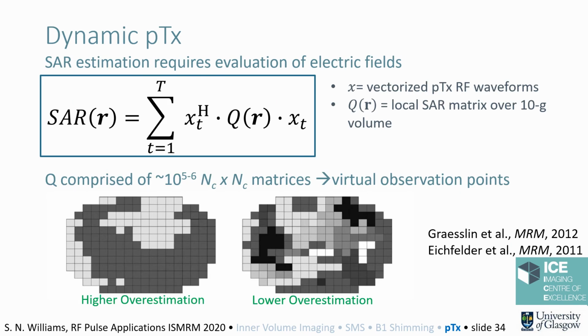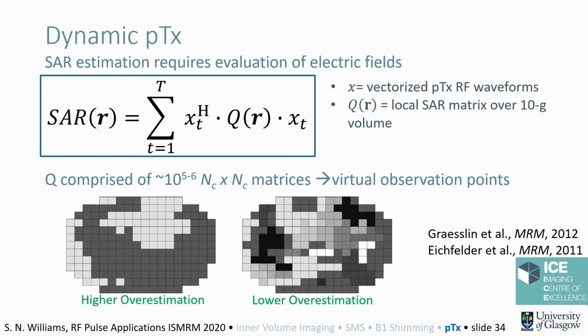The specific absorption rate generated by a pTx pulse is dictated by the spatial electric field components. With a single vectorized pTx RF waveform x, the SAR is computed using so-called Q matrices introduced by Ingmar Graesslin et al., which are comprised of the spatial E-fields averaged over a typical 10-gram volume and the associated conductivity and mass density of that tissue volume. Based on the object model used for these electromagnetic field simulations, there could be on the order of hundreds of thousands or millions of Q matrices.